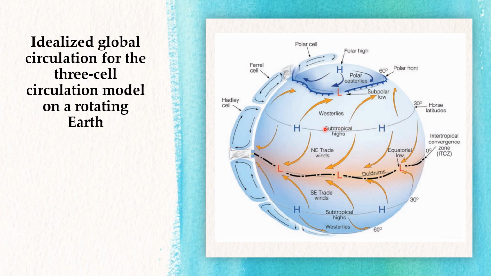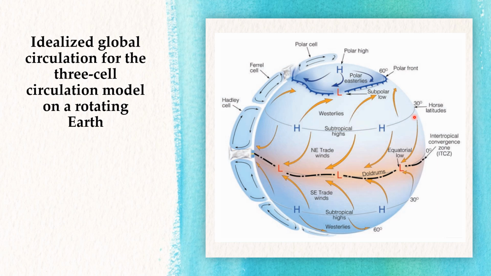Also, in the subtropical highs, this is a region also called the horse latitudes, because for some historic reasons, the sailors happened to get stuck in this area, and then they had to throw away horses because they ran out of food and water for the horses. So that's why it's called the horse latitudes.